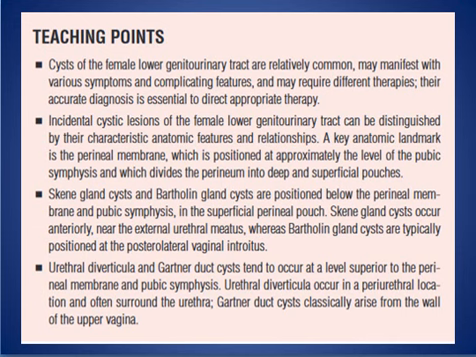Skene duct cyst and Bartholin gland cyst are positioned below the perineal membrane and pubic symphysis in the superficial perineal pouch. Skene gland cysts occur anteriorly near the external urethral meatus, while Bartholin gland cysts are typically positioned at the posterolateral vaginal introitus. Urethral diverticula and cartilaginous duct cysts tend to locate superior to the perineal membrane and the pubic symphysis. Urethral diverticula occur in the periurethral location and often surround the urethra. Cartilaginous duct cysts classically arise from the wall of the upper vagina.